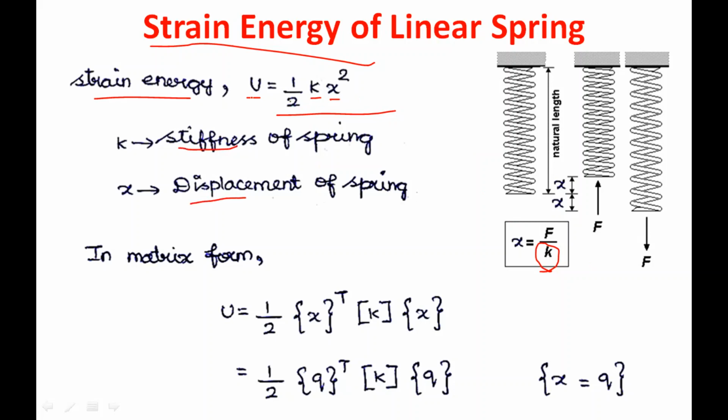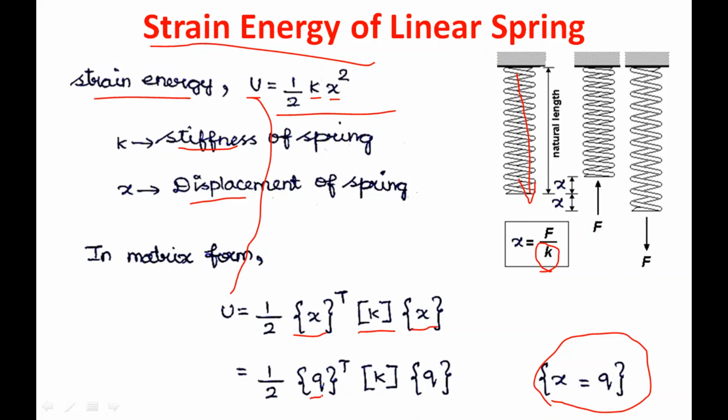When you write this expression U in matrix form, we can write x square as x transpose and x, taking K in between. So U is half x transpose K x. Here, for our case, the local displacement is q, so we are replacing x in terms of q: half into q transpose K into q. Now this is the local displacement, right? Because in the spring, displacement is happening axially. Similarly, this q is similar to the axial displacement x.